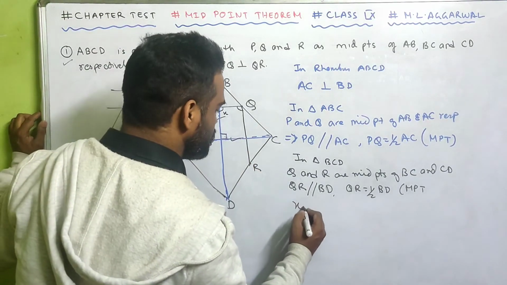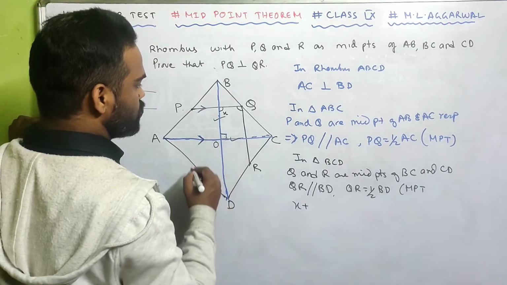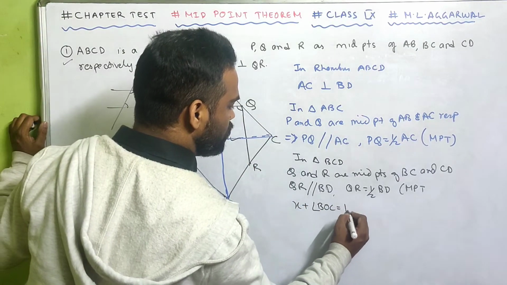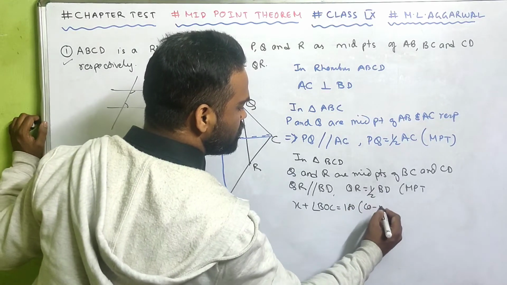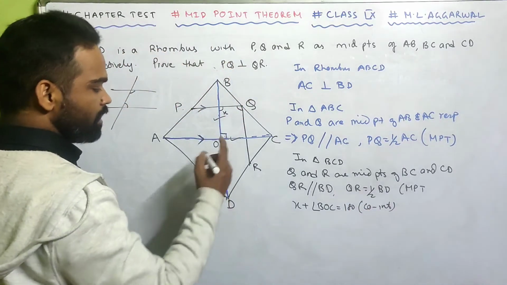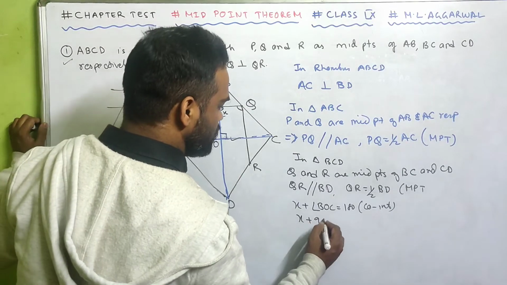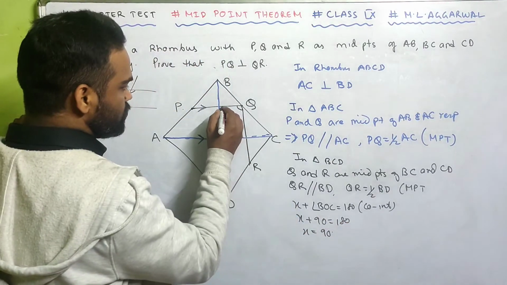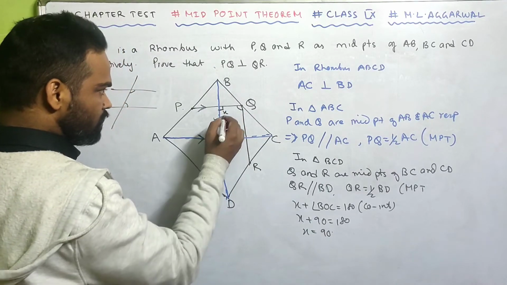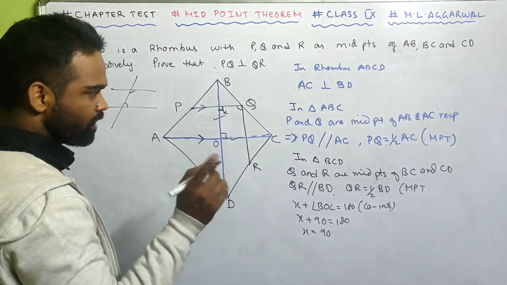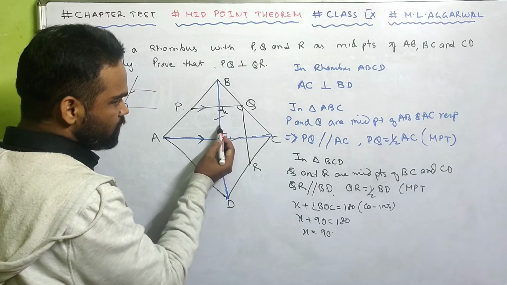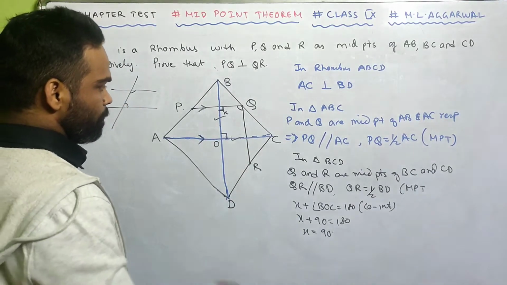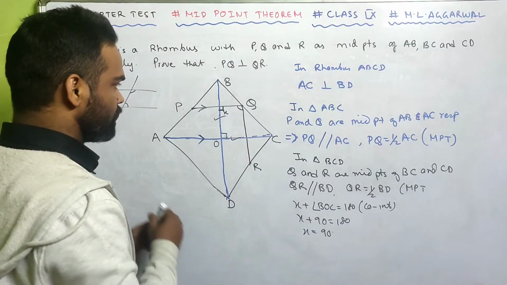So this angle plus this angle will give you 180 co-interior. Can I write x plus, this is O suppose, angle BOC is equal to 180 co-interior? Yes or no? Which means x plus 90 equals to 180, which means x equals to 90 degree. So this is 90 degree. Over here we got 90 degree. Now look, this and this are parallel.